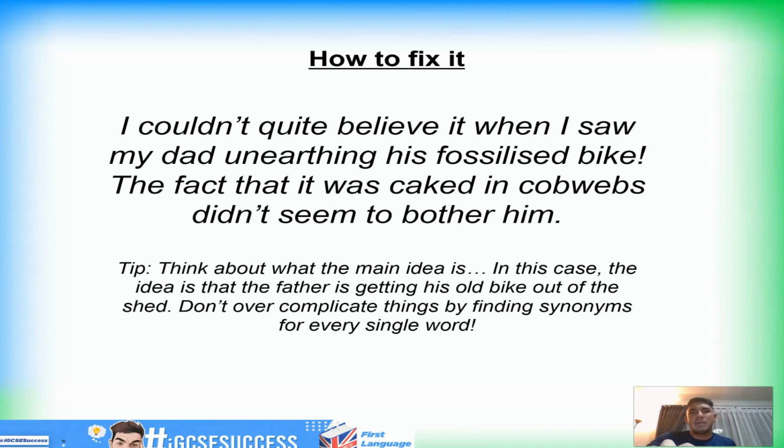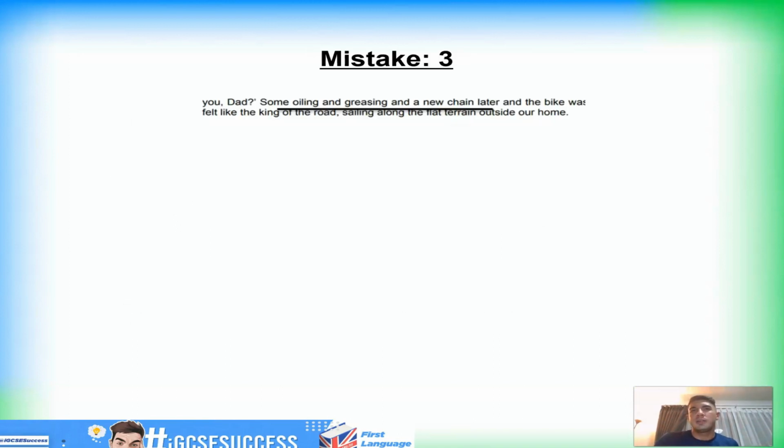Now, my number 1 tip is think about what the main idea is. As mentioned before, in this case, the idea is that the father is getting his old bike out of the shed. Don't overcomplicate things by finding synonyms for every single word. It is not necessary. Now let's take a look at mistake number 3, the last mistake that I often see, and we're going to look at that second quotation.